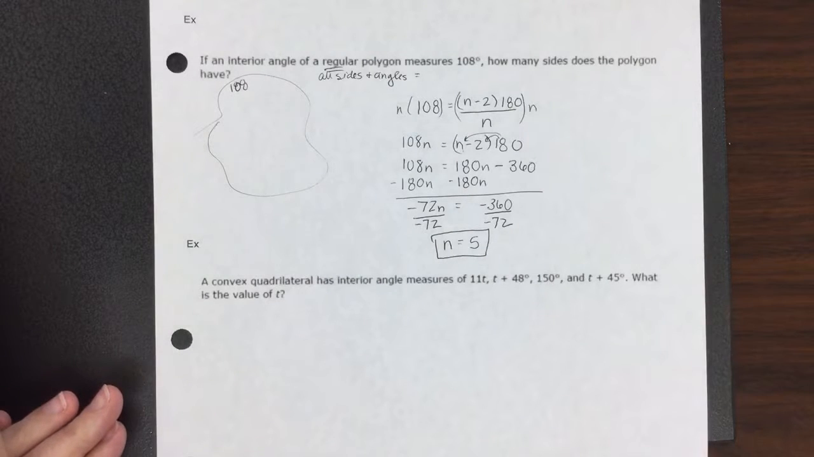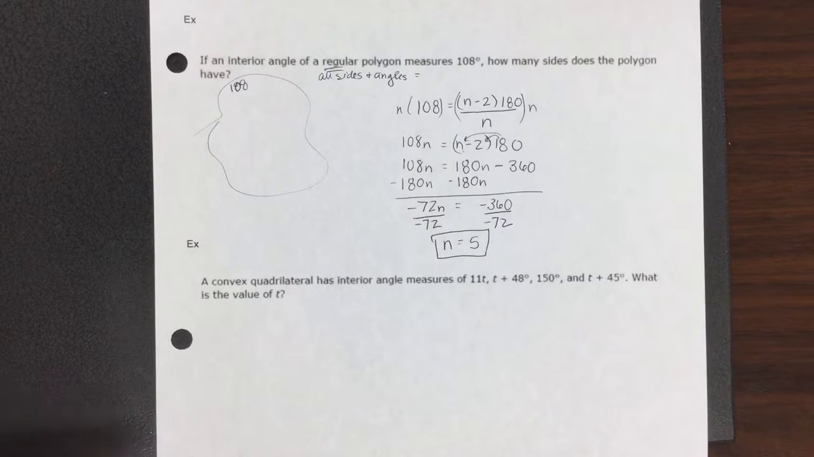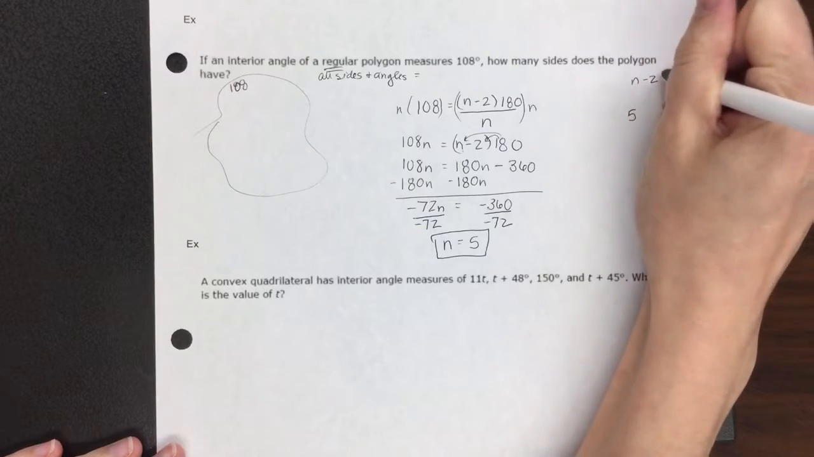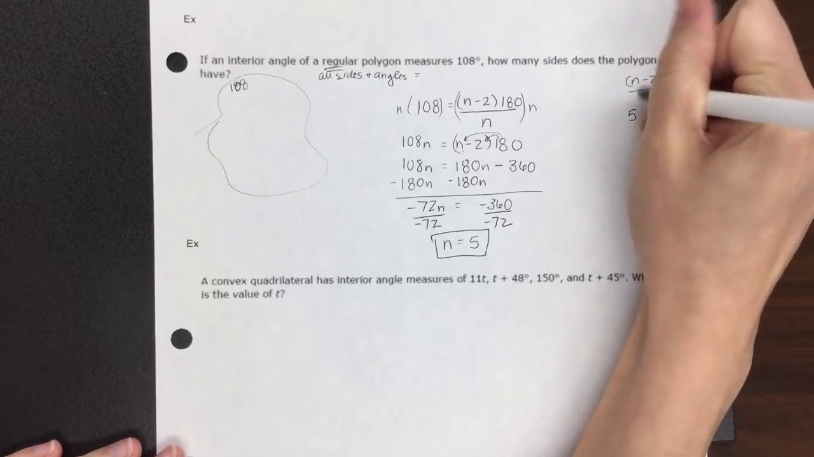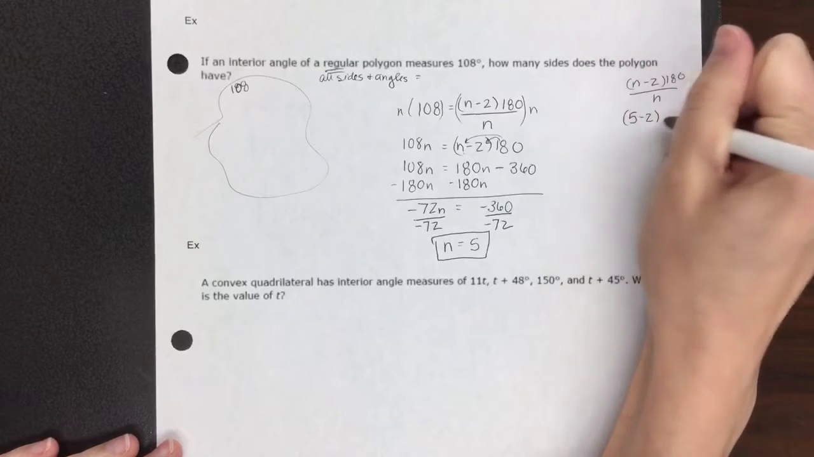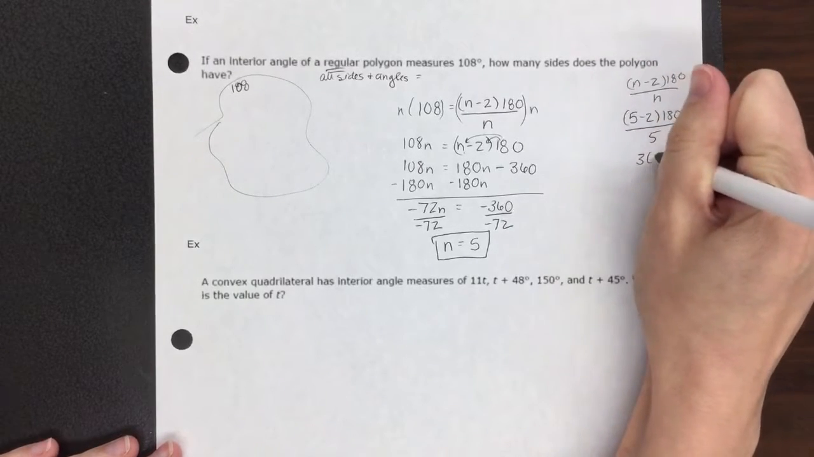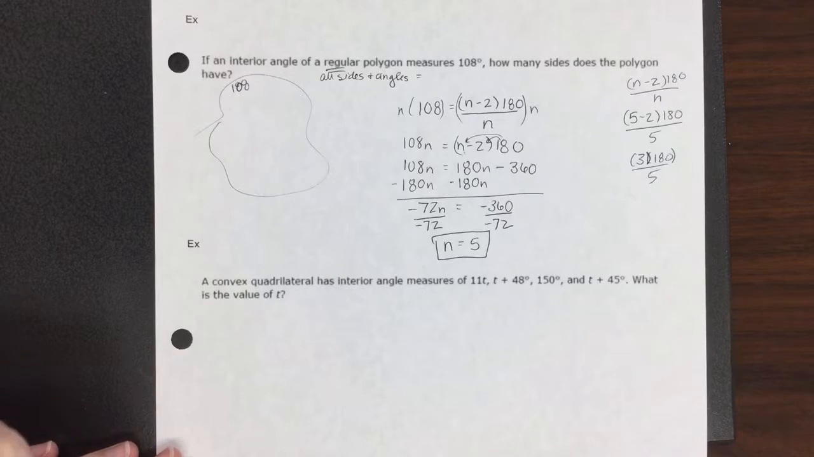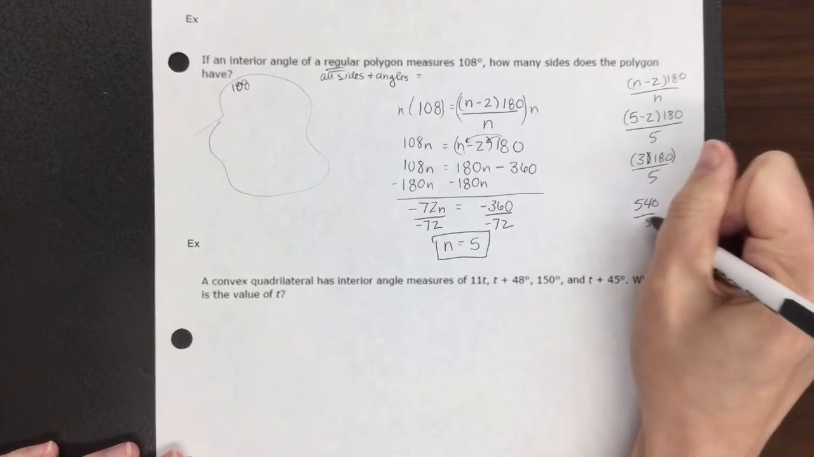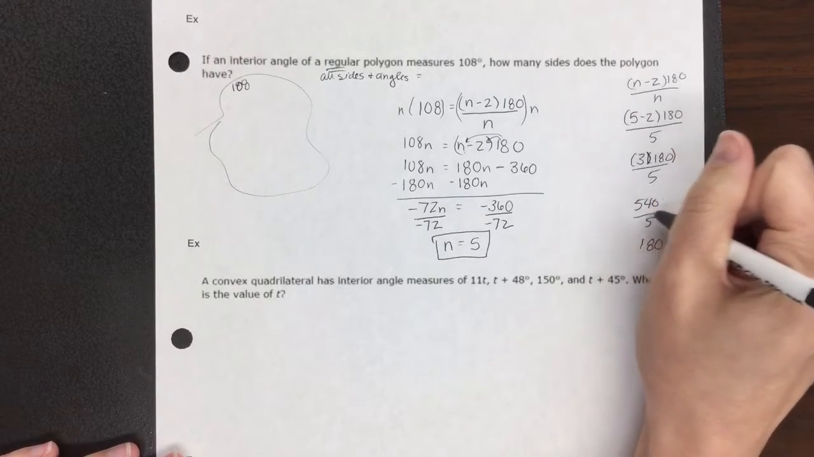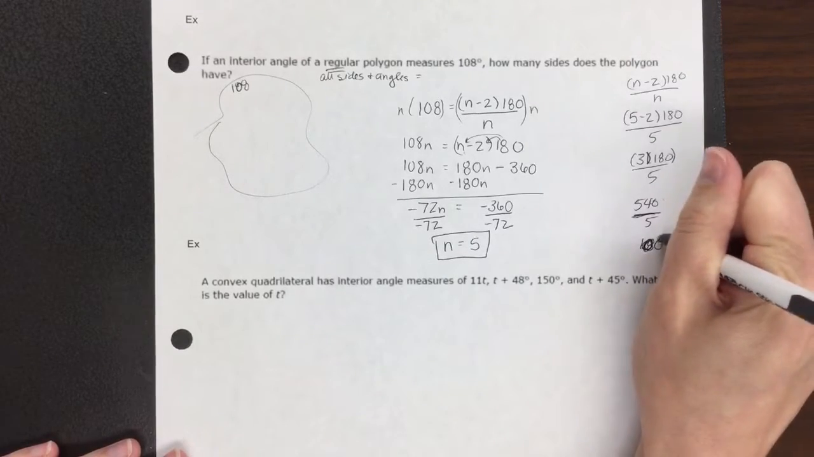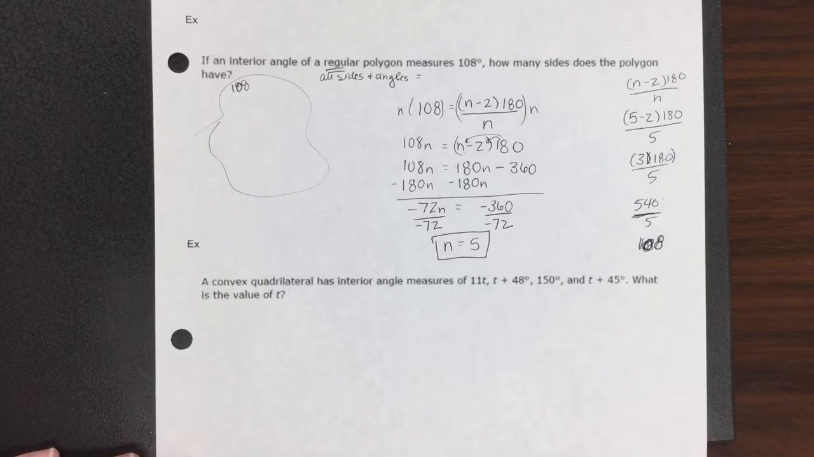If you want to double check the answer to make sure we've got it right and it really is a pentagon, you can do the problem forward. So do the n minus 2 times 180 divided by n, and plug in 5 for n that we found. So 5 minus 2 times 180 divided by 5. So 3 times 180 is going to be 540 divided by 5 is 108. So the number of degrees total in the whole shape divided by the number of sides will give you one of the angles, and that'll be 108 degrees, which matches what we had originally in the problem, so that's how we know we got it right.